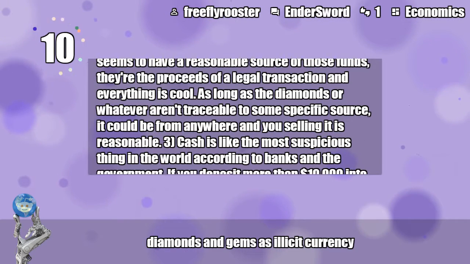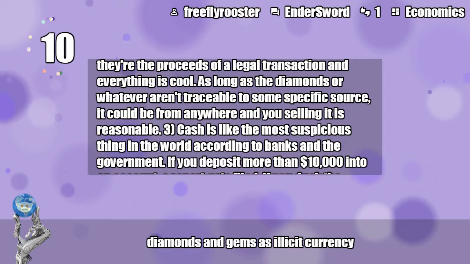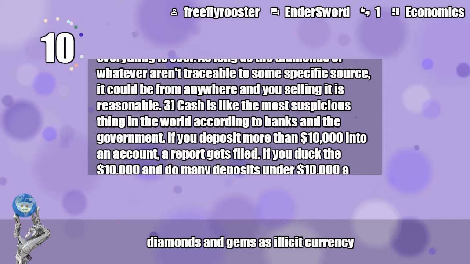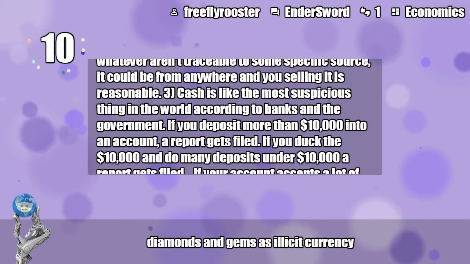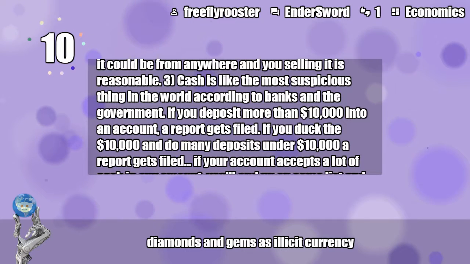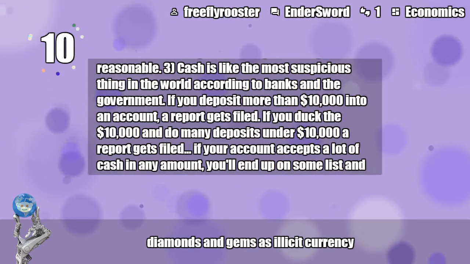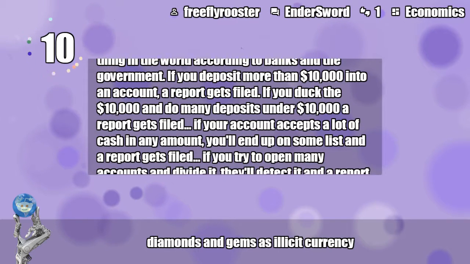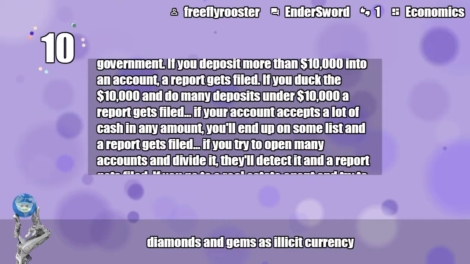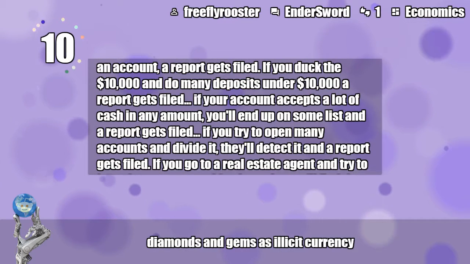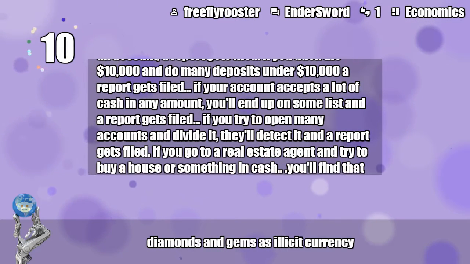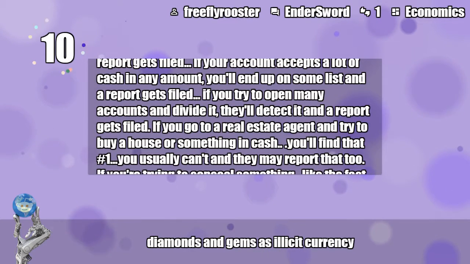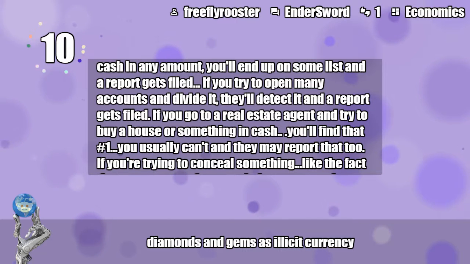3. Cash is like the most suspicious thing in the world according to banks and the government. If you deposit more than $10,000 into an account, a report gets filed. If you duck the $10,000 and do many deposits under $10,000, a report gets filed. If your account accepts a lot of cash in any amount, you'll end up on some list and a report gets filed. If you try to open many accounts and divide it, they'll detect it and a report gets filed. If you go to a real estate agent and try to buy a house or something in cash, you'll find that number 1, you usually can't, and they may report that too.